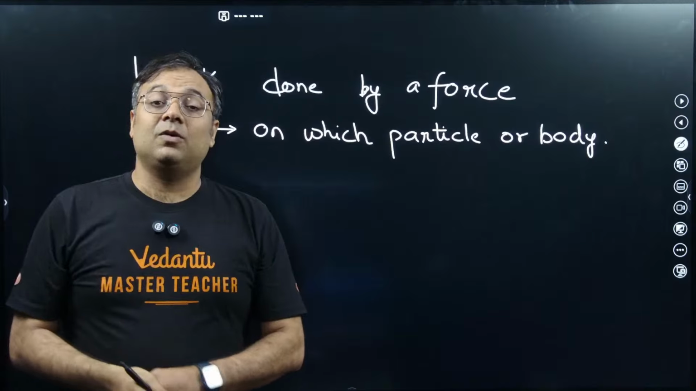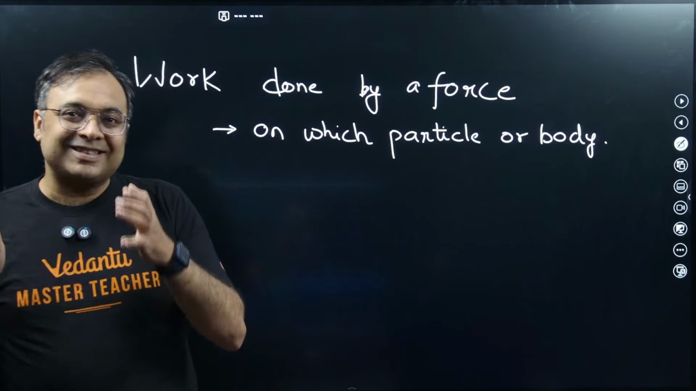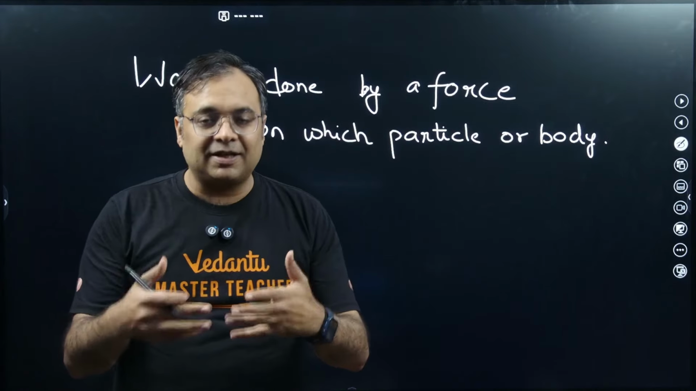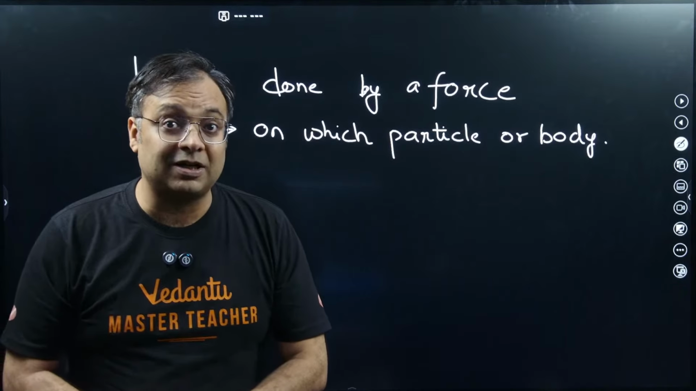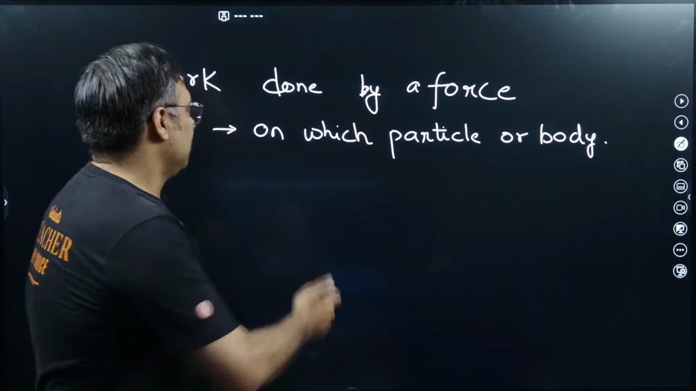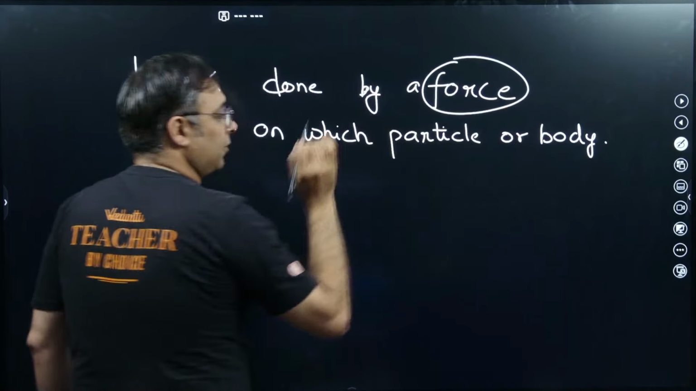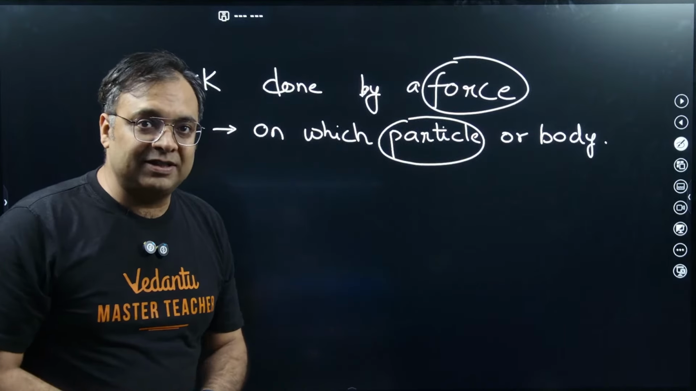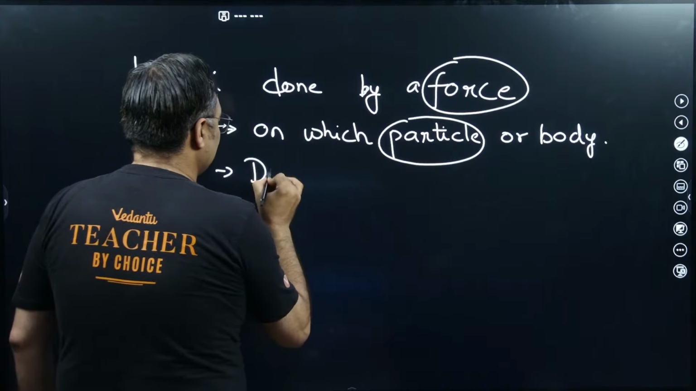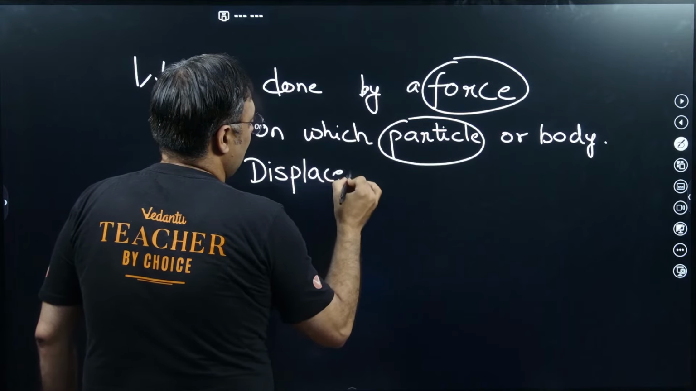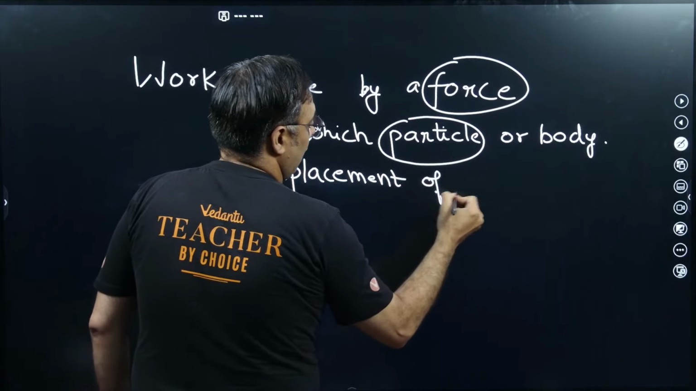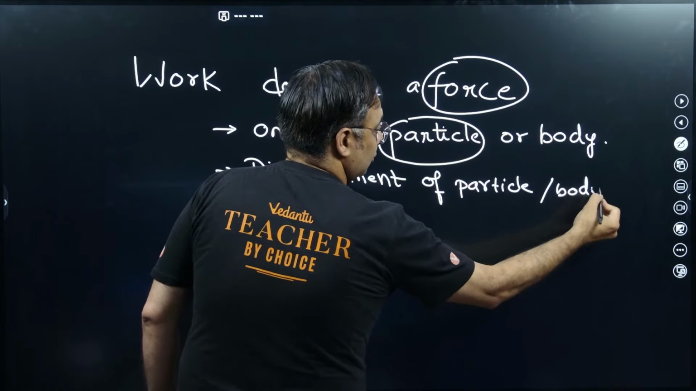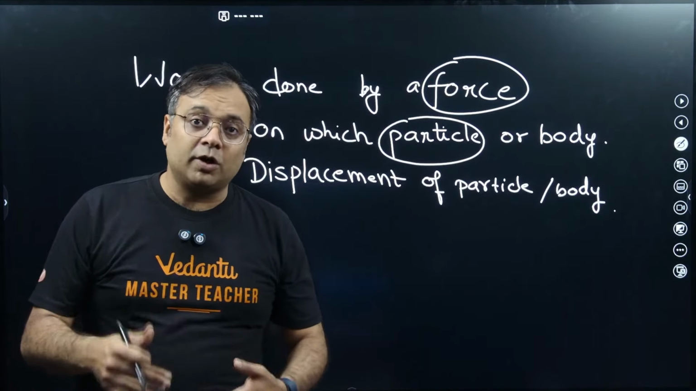And in order to calculate the work, you need to know how much displacement has happened of that body or that particular particle on which we are trying to find the work done by the force. So three things: which force is responsible for that work done, on which particle or which body we are trying to find the work done, and the displacement of the particle or the body. These three things you have to think in order to find the work done.